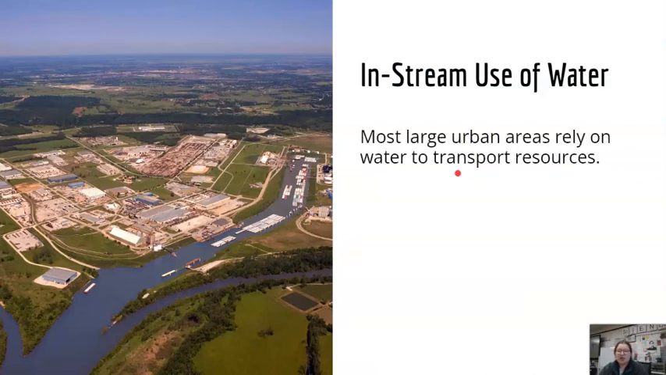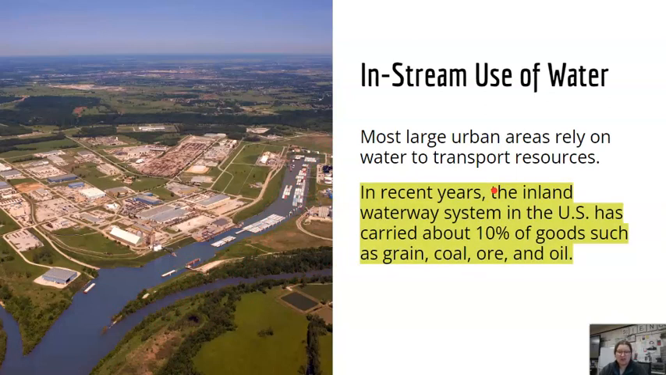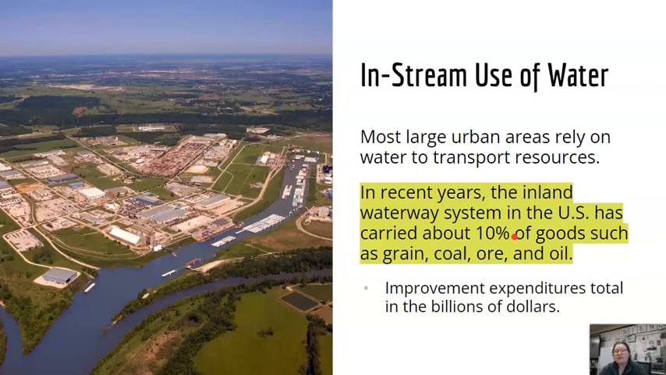So most large urban areas rely on water to transport resources. This down here is nearby. This is the Port of Catoosa. We're the most inland port in the U.S., but we are using the Port of Catoosa, the river there, to transport goods. So in recent years, the inland waterway system in the U.S. has carried about 10% of goods such as grain, coal, ore, and oil. And improvement expenditures total in the billions of dollars. It is not cheap.